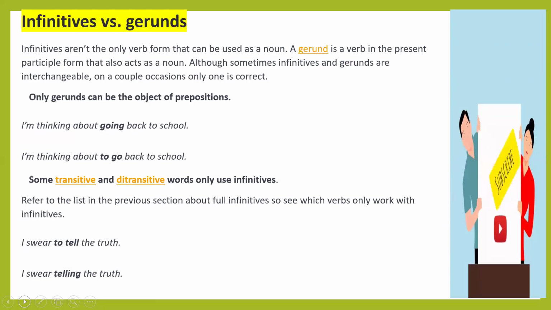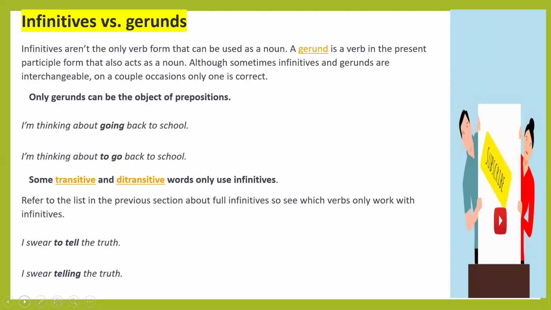I am thinking about going back to school. I am thinking about to go back to school. So going back to school is a gerund, and to go back to school is an infinitive, which is wrong here. Some transitive and ditransitive verbs only use infinitives. This point should be noted. I will upload the video on transitive and ditransitive verbs.